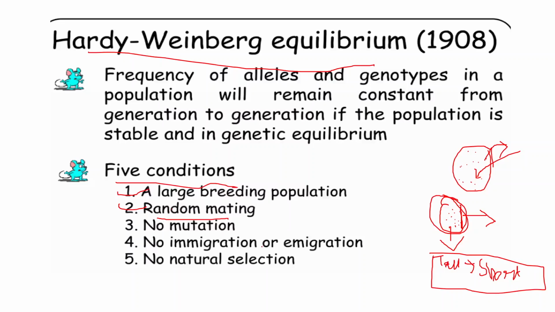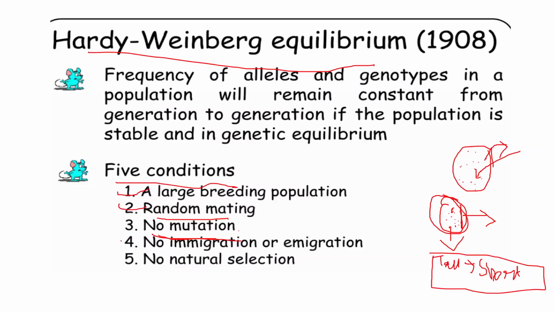But in non-random mating, what is happening is it will prefer one kind of population, and it will increase that particular kind of population. Okay, so the third one is there should be no mutation. Suppose some environmental factor changes the genetic constitution, the DNA, then it can influence the genetic equilibrium. So that's why they told there should be no mutation in the genetic constitution. There should be no mutation.